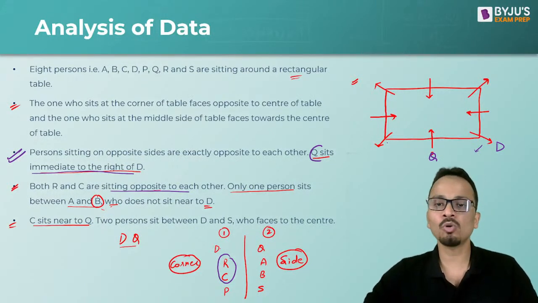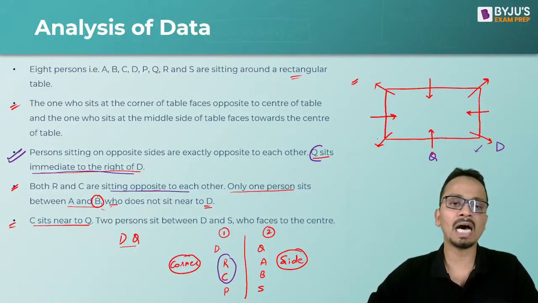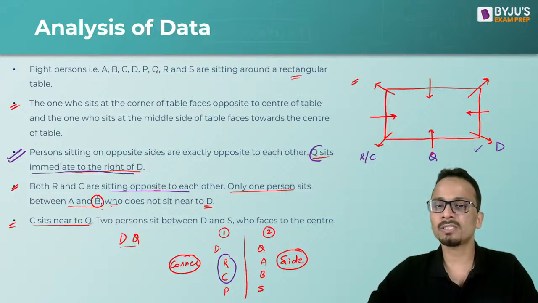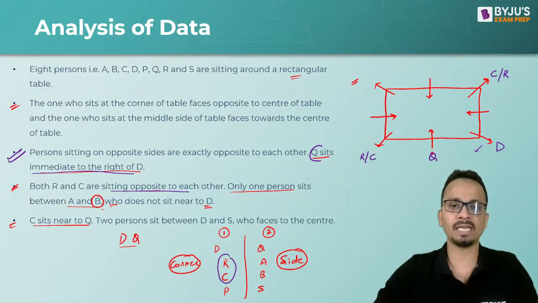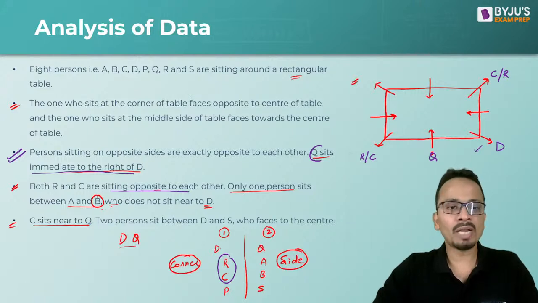So the remaining two corners will be occupied by R and C. Okay, so R or C, C or R. I don't know right now who will sit at which place. So I have placed them like this. Right? Now only one person sits between A and B who does not sit near to D.